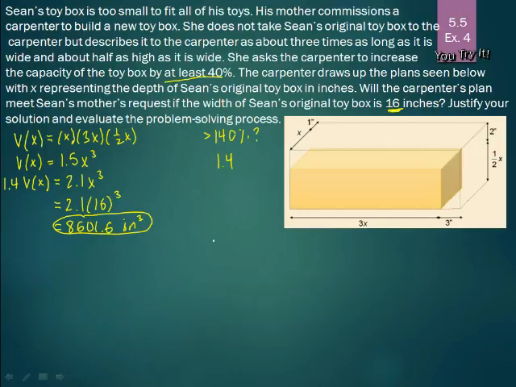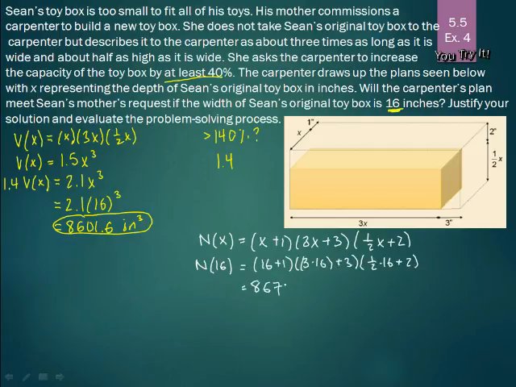Then if we find the new box that the carpenter proposes, we can call that n of x for new box. That's going to be x, the width, but then he adds 1, the length plus 3, and the height plus 2. We could simplify this all out and multiply it, but just for time's sake, we really don't need to do that to get our answer. We can just plug in 16 to see if it ends up being greater than or equal to this other number that we came up with. Plugging in 16 here, we get 8,670 inches cubed. So you see here, this is going to be greater than just 40%, and so the carpenter's box will work.